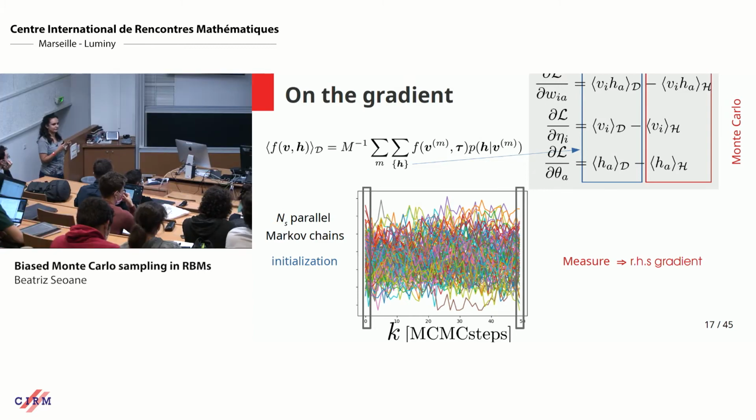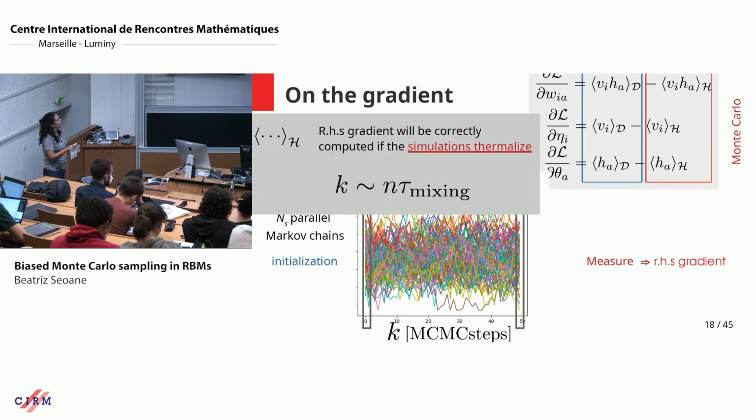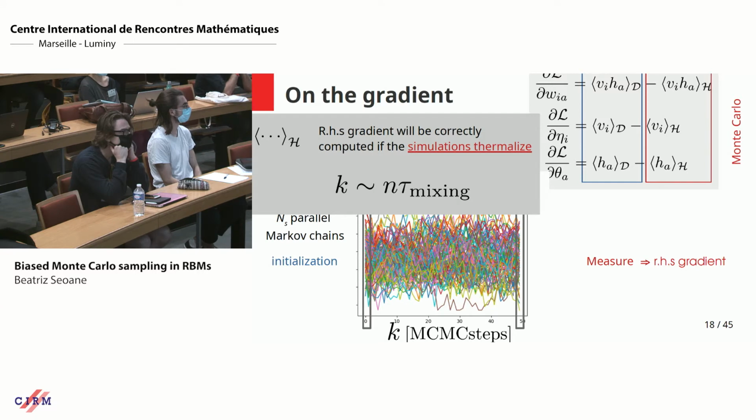We do heat-bath dynamics. So the idea is we have NS parallel chains. We initialize the chains by a given configuration. We do K steps, and later we take all the configurations at the end of the simulation and compute the expected value. It's a good approach if we manage to thermalize the chains, because if we don't thermalize, we could get whatever here. And to thermalize, we know that we need to do a number of steps that should be several times the mixing time of the algorithm in the model.